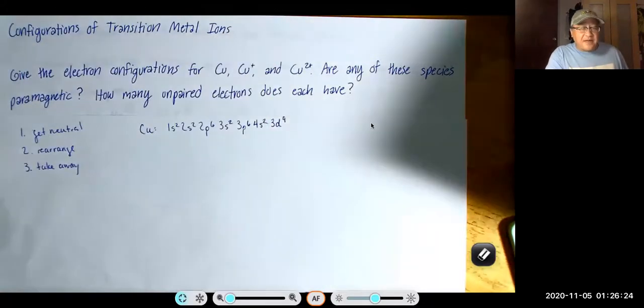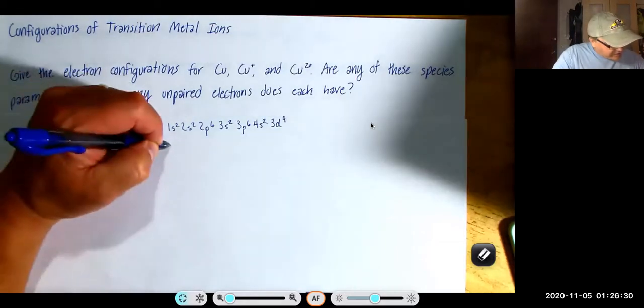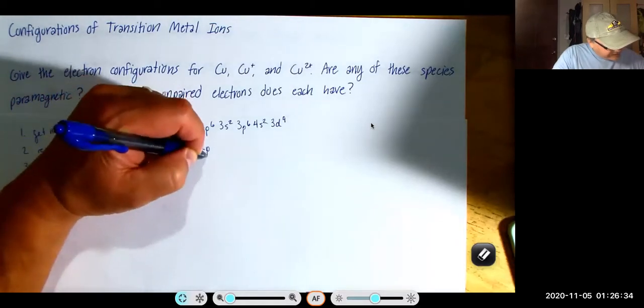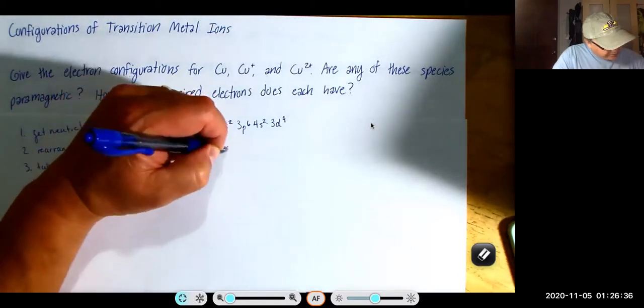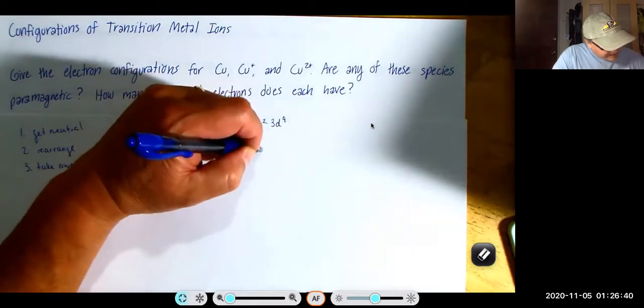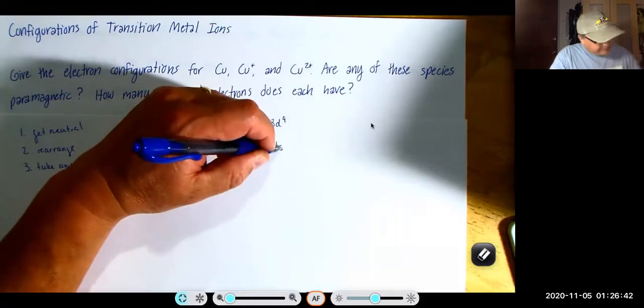So that's what we expect using the block formation. To rearrange it, we would get 1s2, 2s2, 2p6, 3s2, 3p6, 3d9, and 4s2.